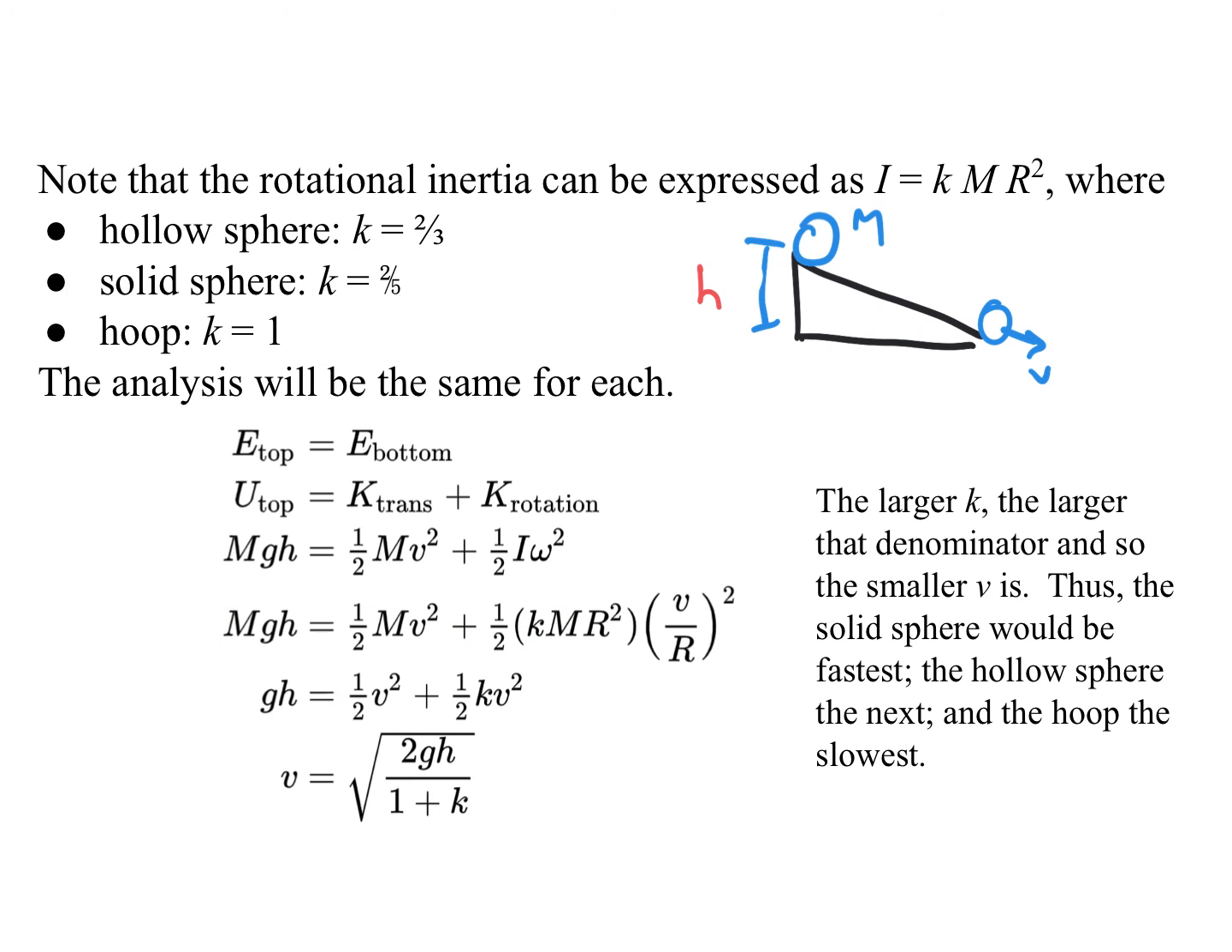And we get g h is 1/2 v squared plus 1/2 k v squared. Factor out the half and cross multiply. Factor out the v squared. Divide by the 1 plus k. And we get the velocity at the bottom is the square root of 2 g h over 1 plus k. So we can see that the larger k is, the larger this denominator, the smaller the velocity. And the thing that's going slower will arrive last.